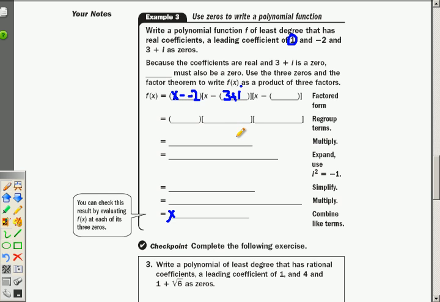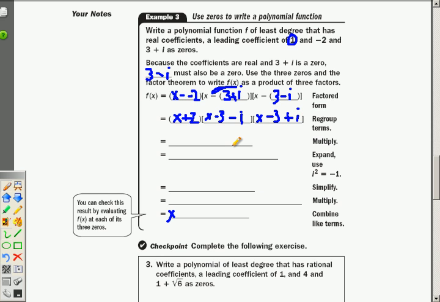Now, if 3 plus i is one of the zeros, 3 minus i must be the other zero. Okay, because they go together. If you have a 3 plus i, you've got to have a 3 minus i. On the test, make sure you got it. So I have x plus 2. And then right here, I'm going to take my negative and go whoop, whoop, and it becomes x minus 3 minus i. And this becomes x minus 3 plus i.